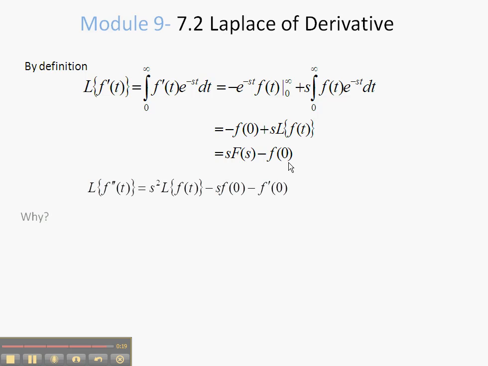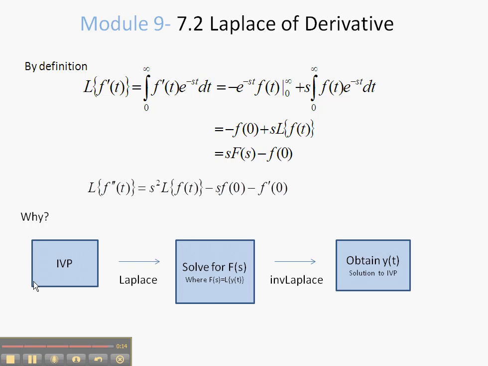Now, why do we want to do that? Well, the reason we want to do that is that we can start with an initial value problem and take the Laplace transform. We'll arrive at an equation that has some function F of s. Then we take the inverse Laplace to obtain our solution.